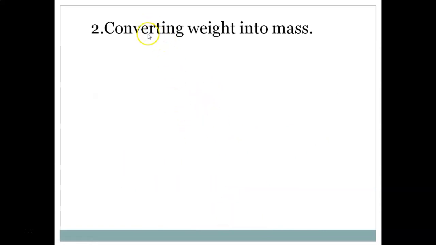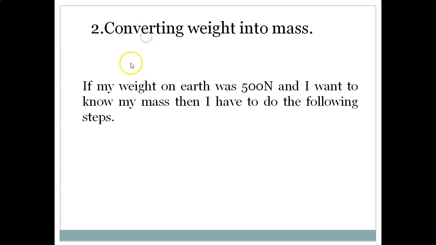Second way, converting weight into mass. If my weight on Earth is 500 Newton and I want to know my mass, I have to do the following steps. What are the following steps? To find the mass, we divide the weight by the gravity. My weight on Earth is 500 Newton. I have to divide it by the gravity of Earth. The gravity of Earth is 10. So the answer will be.